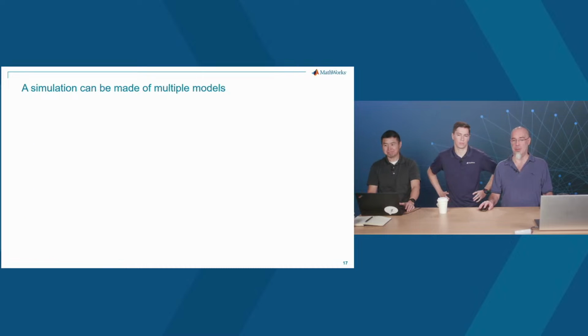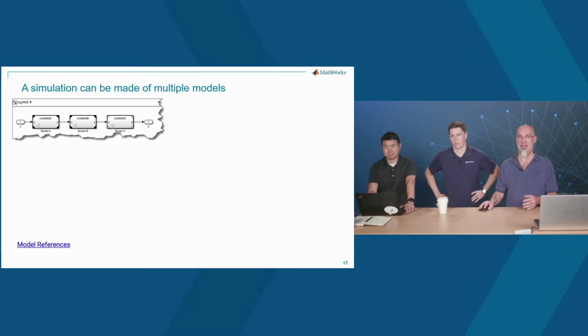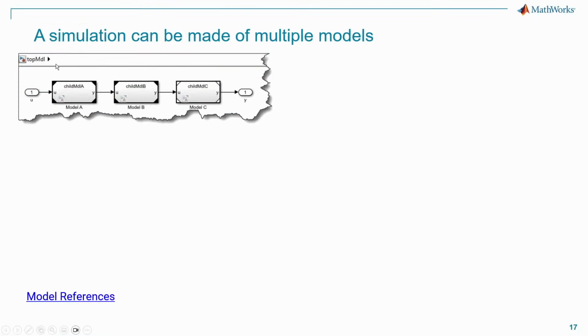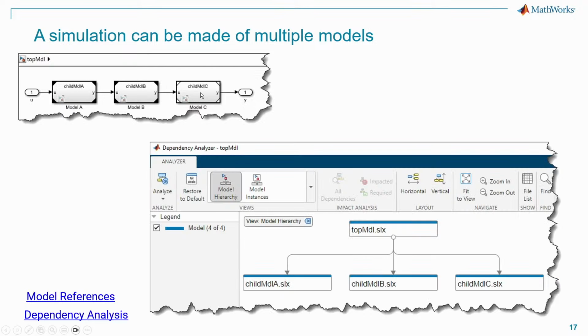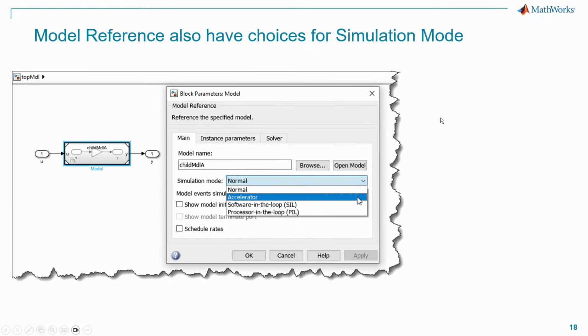Yep. So it's time to talk about model reference now. In case you did not know, it's possible to create a simulation that is made of multiple models. I have a screenshot here. I have a top model simulation that references three separate models. We have the Dependency Analyzer, which can show you this kind of dependency. We have three SLX files being referenced here.